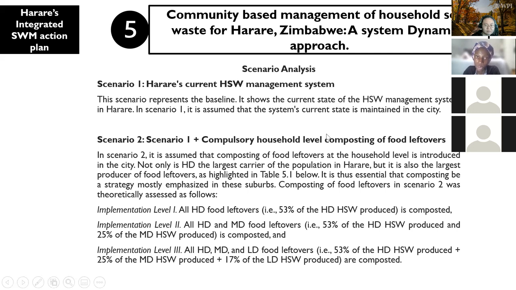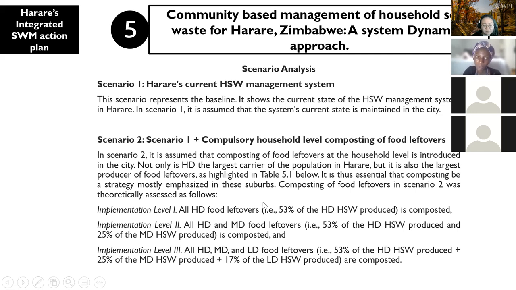And scenario two tried to see how the system would behave if we introduced compulsory household solid waste composting of all food leftovers. So, for example, in scenario two, we had three implementation levels which described what socioeconomic class we are covering and to what extent we are covering it. For example, implementation level one assessed what if we compost all the food leftovers that are produced in high density areas.